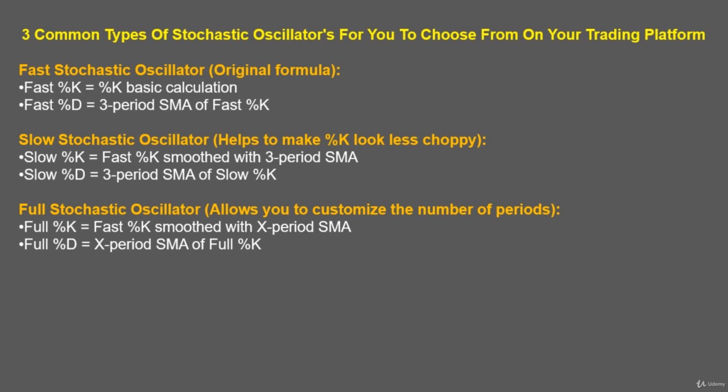And then there's the full stochastic oscillator, and all that really does is allow you to customize the number of periods. Remember, the number of periods is a default there, and that default is 14 days. If we were to look at the formula back in the previous slide, it's a 14-day default. But if you wanted to change that from 14 days, you can put in whatever number of periods you want. And that's really what the full stochastic oscillator does. This gives you more flexibility in days.